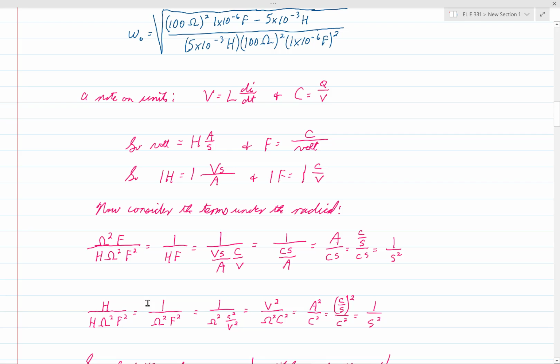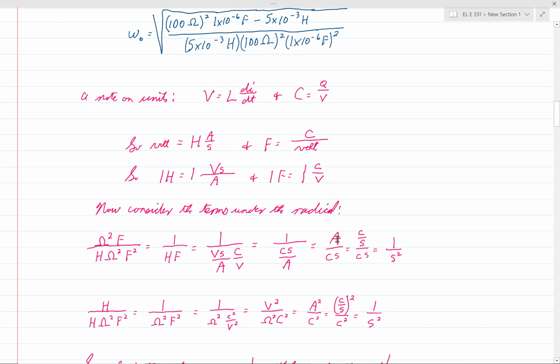Now let's analyze both of these and see what happens. Well, in this first term, the ohm squared in the numerator will cancel the ohm squared in the denominator, and the farad in the top will cancel one of the farads in the bottom. So we have 1 over Henry farad, and that becomes 1 over volt second per ampere times coulomb per volt. The volts cancel, and so we have 1 divided by coulomb second over ampere.